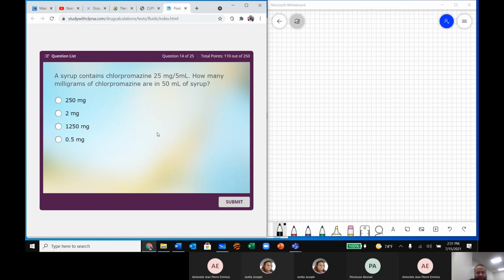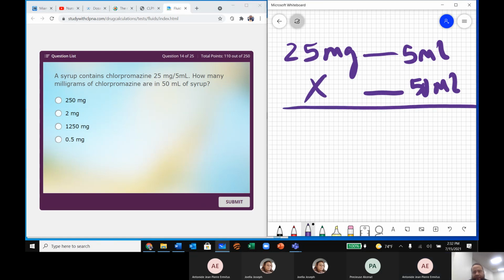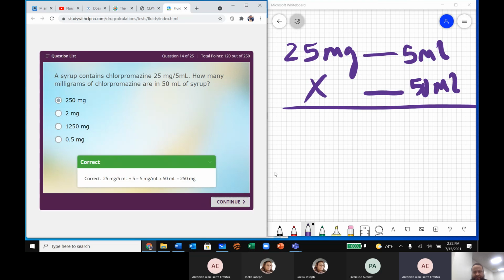Similar question to the problem that we did before, okay? Is everyone working on it? We have 25 milligrams in 5 ml. We have 50 ml. A, 250, no? Yes. 250, let's check. Same problem, let me do the problem for you guys.